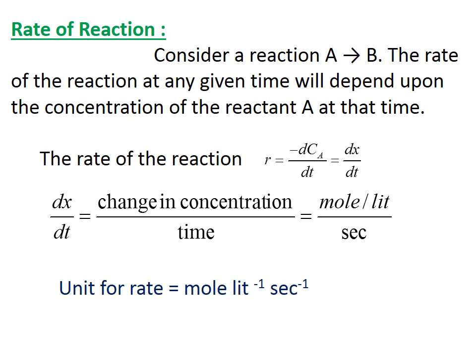The rate of the reaction at any given time will depend upon the concentration of the reactant A at that time. Or we can say the rate of the reaction R will be equal to minus dCA by dt, or simply we will define dx by dt, where dx is the change in concentration and dt is the change in time. The unit of the rate is concentration, mole per liter, per time, second.